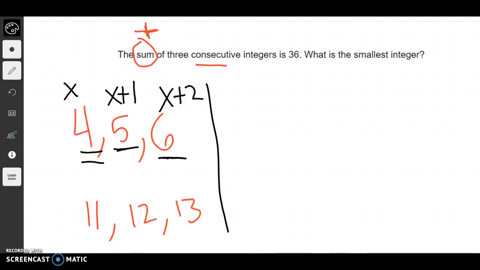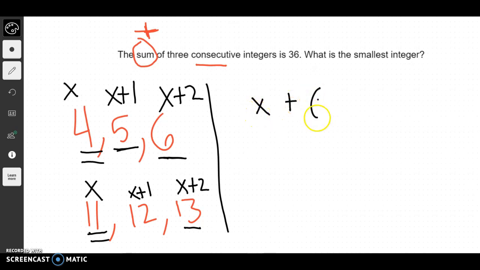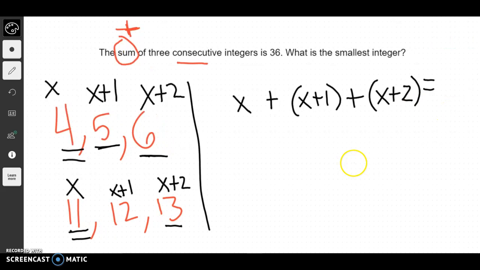Let's see if it stays the same way for these next ones. Well, again, we don't know what the first one is, that's x. This is 1 more. Oh, and this is 2 more from the first one again. So it always follows this pattern. Consecutive integers always increase by 1. So if we wanted the sum of 3 consecutive integers, we could say, if we add x, the next one will be 1 more, so it would be x plus 1. And the next one would be 2 more than the first one, so it would be x plus 2. And that should equal my 36.